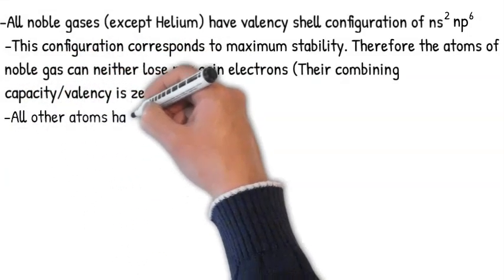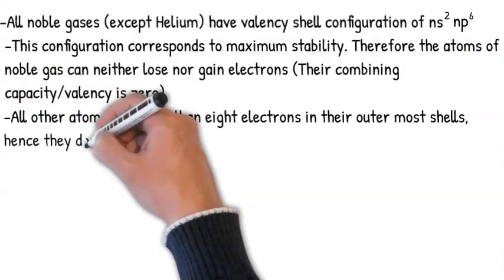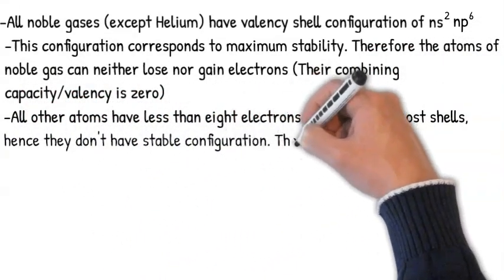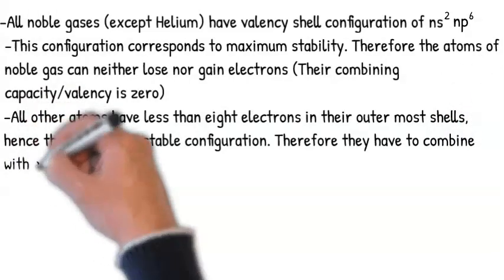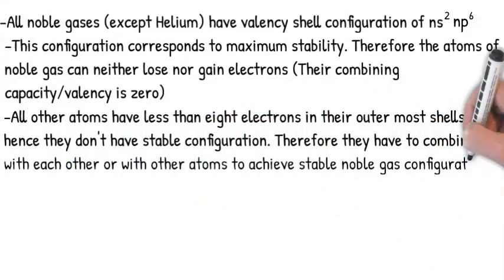All other atoms have less than 8 electrons in their outermost shell. Hence they don't have stable configuration. Therefore, they have to combine with each other or with other atoms to achieve stable noble gas configuration.